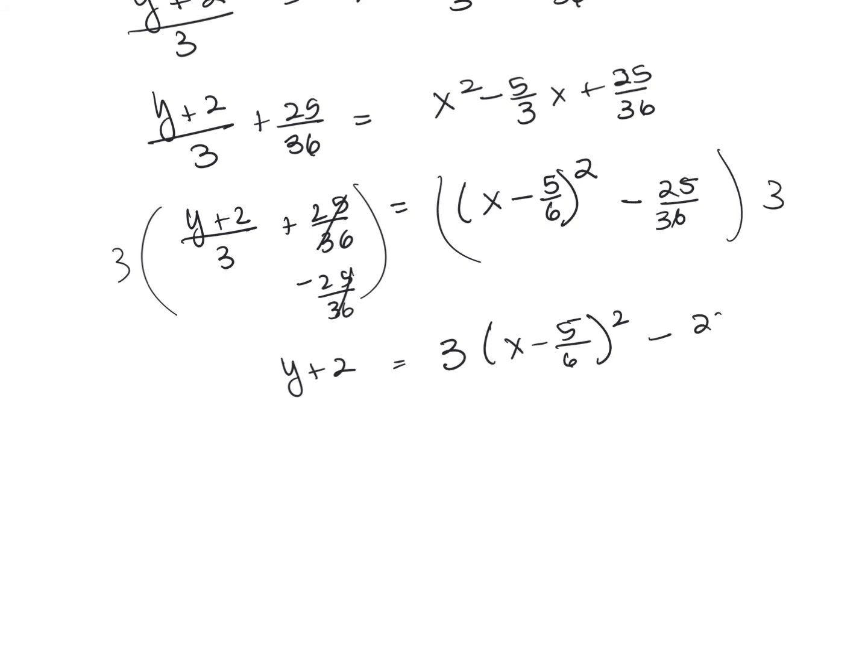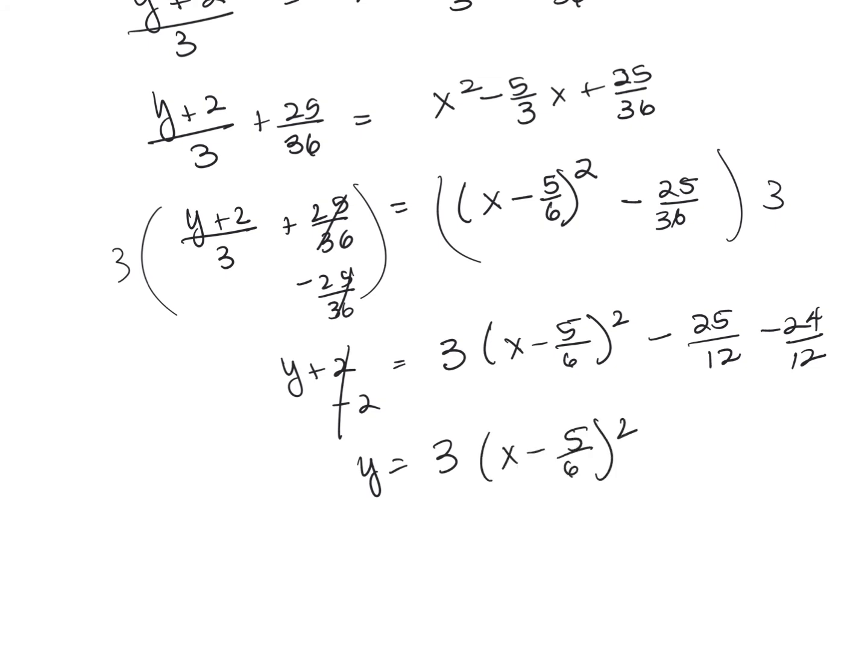So that makes this 25/12. And then I subtract 2 from both sides. So y equals, 2 is the same as 24/12. So this would be 3 times x minus 5/6 squared, and this would be minus 49/12. So that's what that would look like. That's an ugly one just because the fractions don't work out beautifully. But if you don't want to mess with the parentheses, you can push everything on the other side and then unravel it again on the other side.